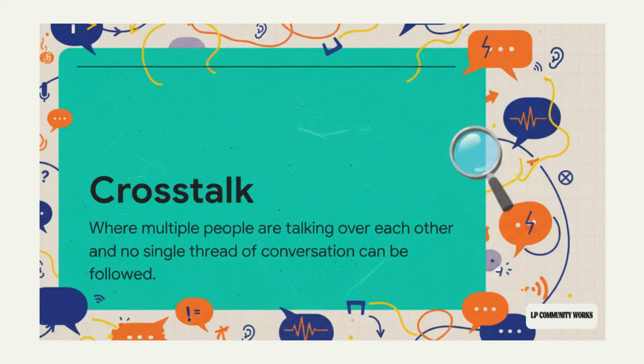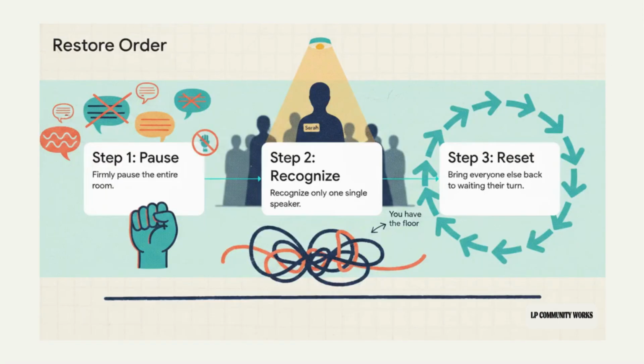And then there's this, the next level of chaos: crosstalk. Multiple people talking at once, nobody's listening to anybody, nothing is getting done. It is the absolute fastest way to lose control of the room. Don't wait. The second crosstalk starts, you have to intervene. A firm, "hold on, one at a time" works wonders. Then you pick one person. Sarah, you have the floor. It might feel a little awkward for a second, but then order is restored. The longer you let it go, the harder it is to pull it back.